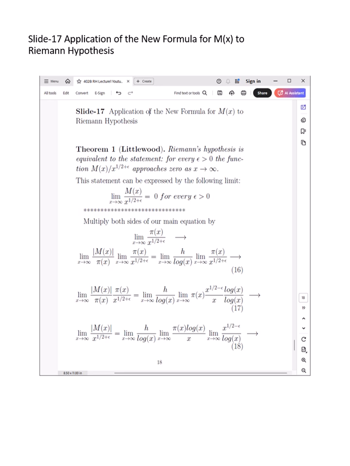This sets things up to use the prime number theorem to set the limit of pi of x log x divided by x equal to 1. So now, using the prime number theorem and limit theorems again, we can simplify the expression on the right of equation 18 to give the equality shown in equation 19 on the next slide.